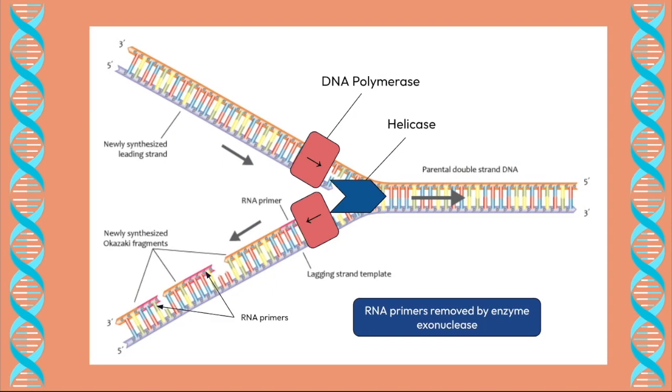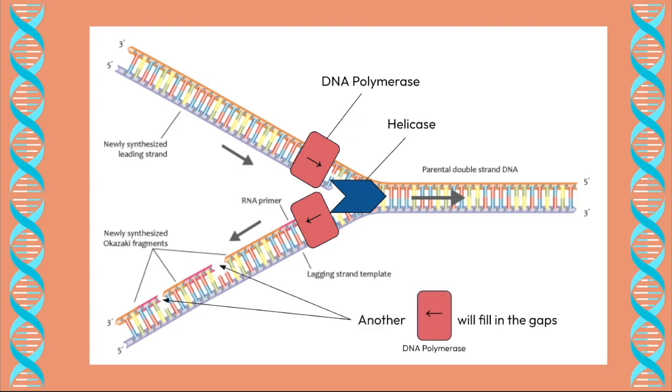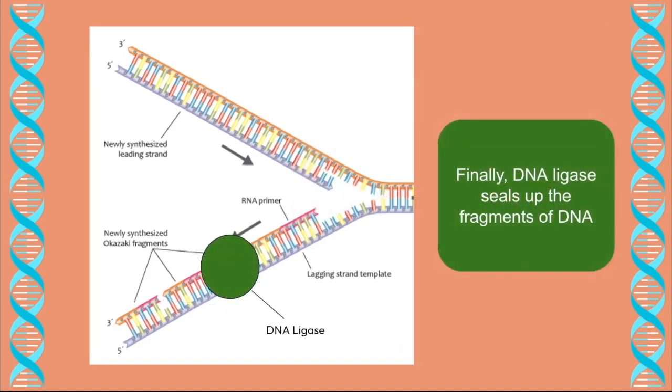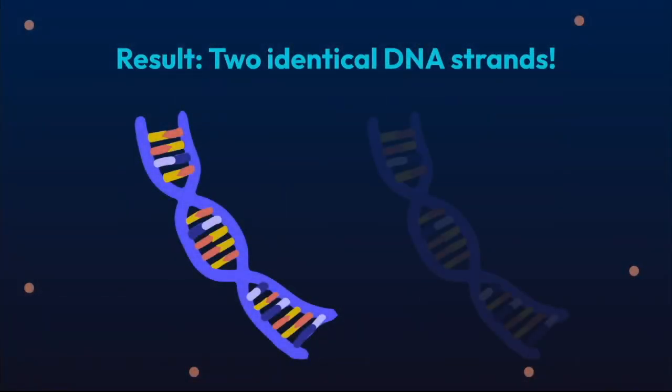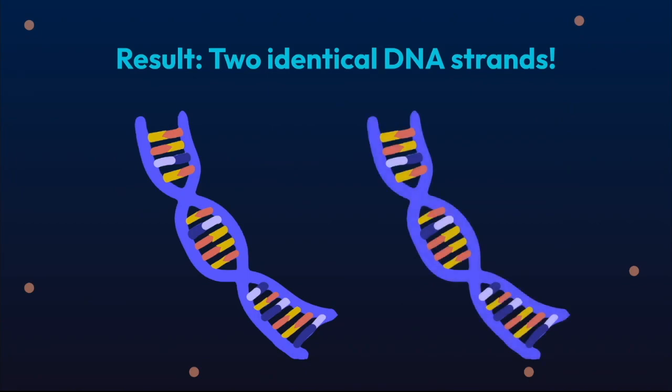Once the new DNA is made, the enzyme exonuclease removes all RNA primers from both strands of DNA, and another DNA polymerase enzyme fills in the gaps. Finally, the enzyme DNA ligase seals up the fragments of DNA in both strands to form a continuous double strand. The result of this process is two DNA strands identical to each other and the original.